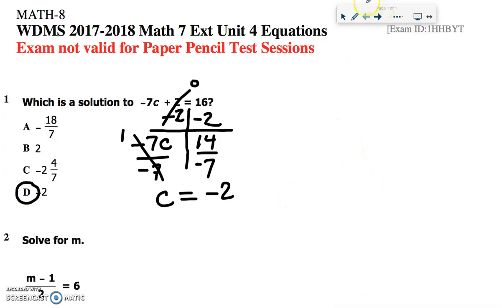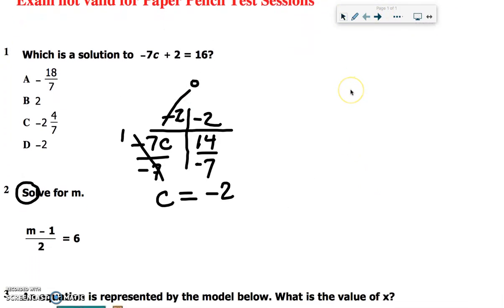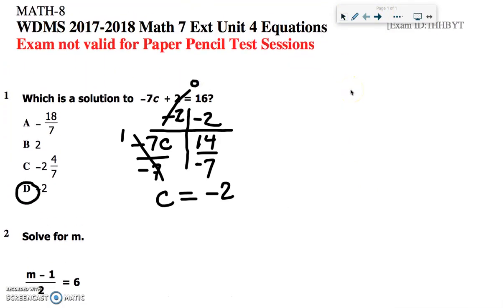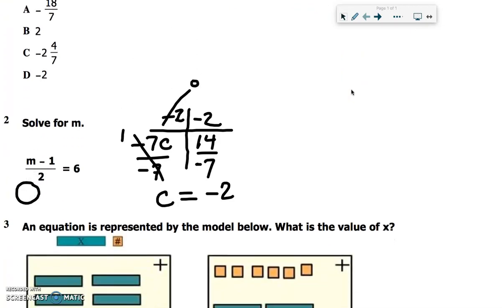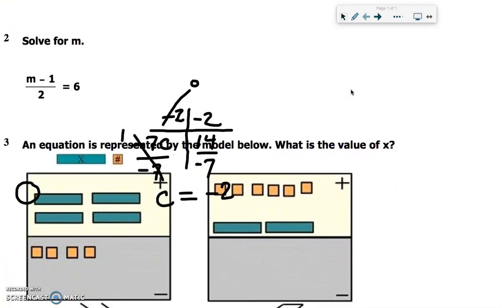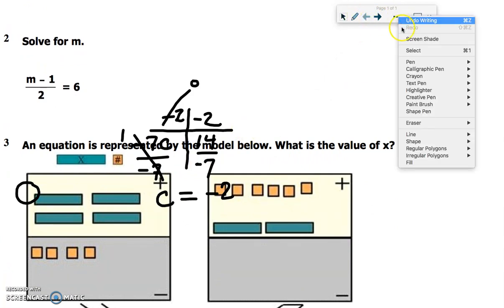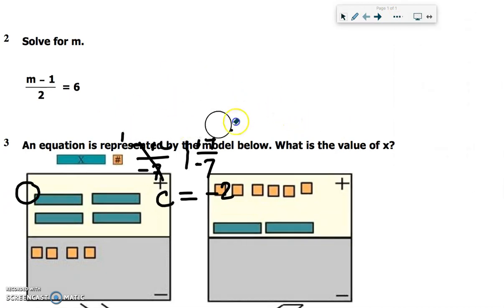If these questions look familiar, it's because this is the actual test that you took a while ago. Okay, so let's move down to number 2. Guess I need to find my eraser and get rid of all of this and start again.